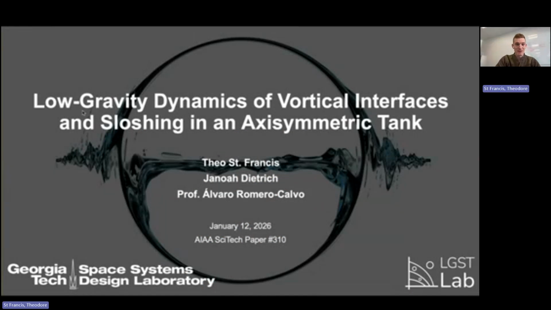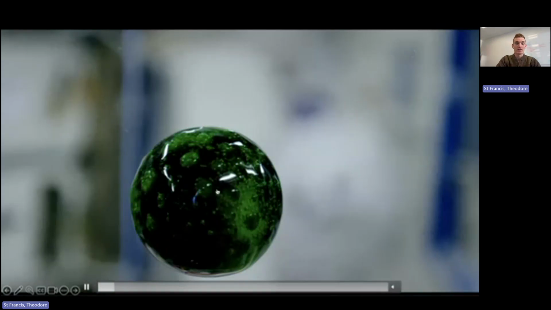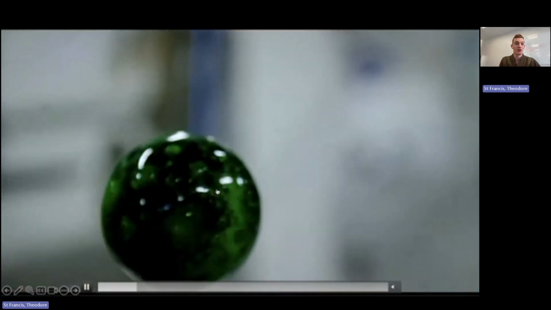Hello and welcome. My name is Theo, and this is an investigation into the low gravity dynamics of a vortical interface. By vortical, we mean having to do with a vortex or a rotating flow. And by interface, I mean the boundary between gas and liquid. So why do we care about gases and liquids in low gravity?